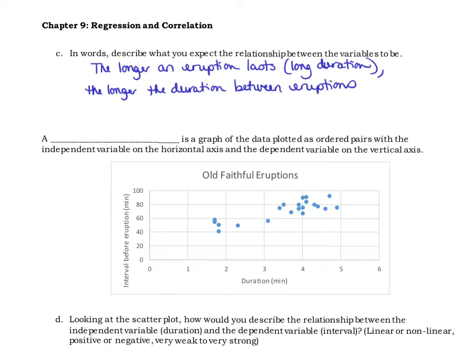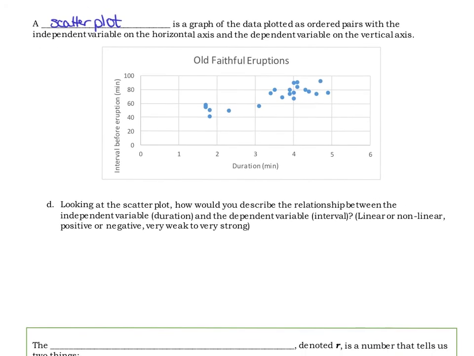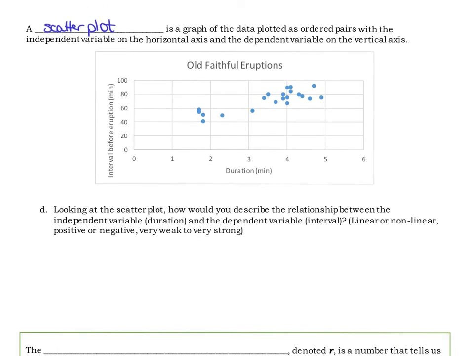So another term you've probably heard before, a scatter plot. A scatter plot is a graph of the data plotted as ordered pairs. The independent variable goes on the horizontal axis, the one across the bottom, and the dependent variable goes on the vertical axis. So I have used Excel to graph this one for us. And then looking at that scatter plot, how would you describe the relationship between the independent variable and that dependent variable? Okay, so here are the 3 things we need to mention.